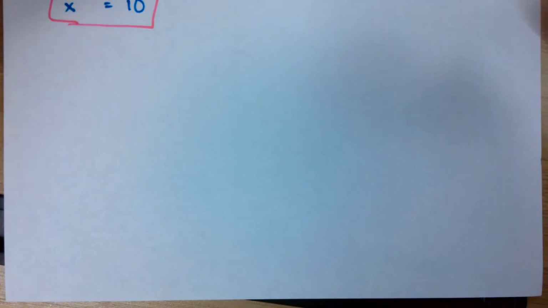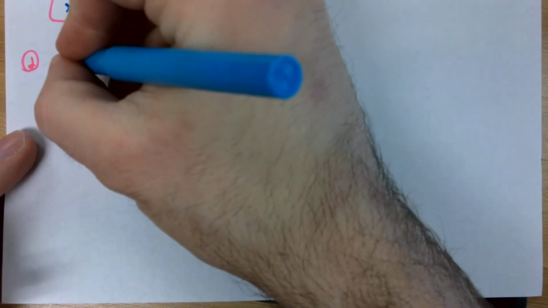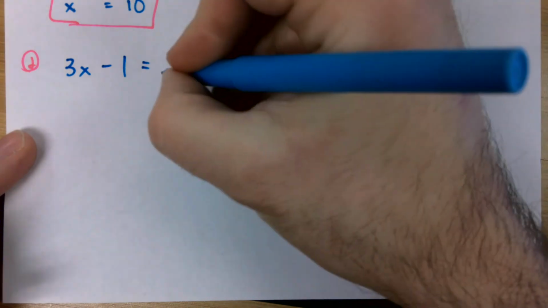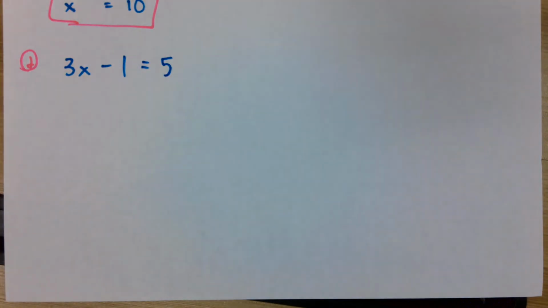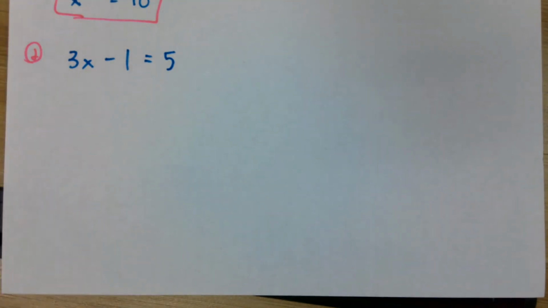Okay. Let's do one last example. Because those are all one-step equations, and one-step equations are easy. Let's do a multi-step or a two-step equation, and then we'll be done. Go ahead and write 3x minus 1 equals 5. This is like number 3 on our warm-up.